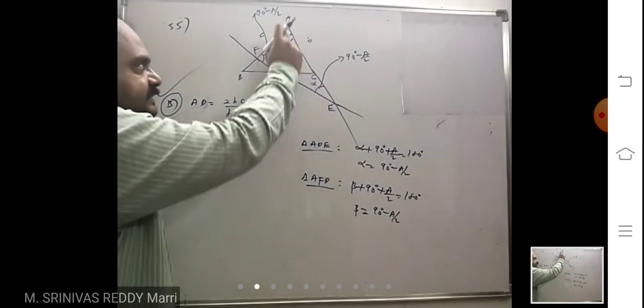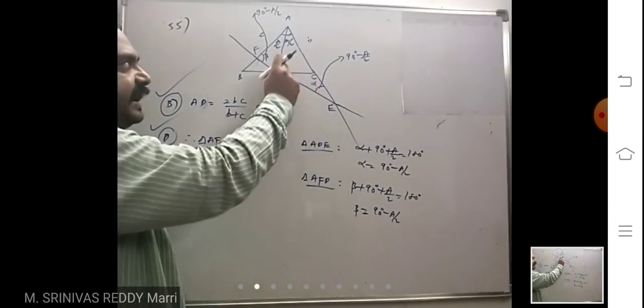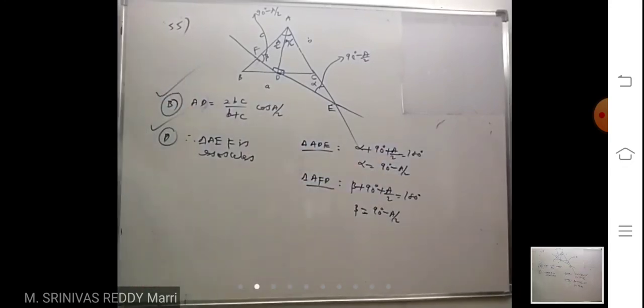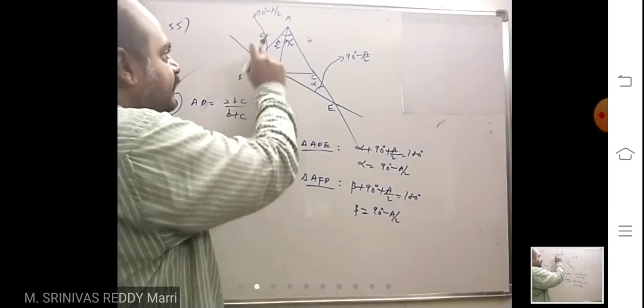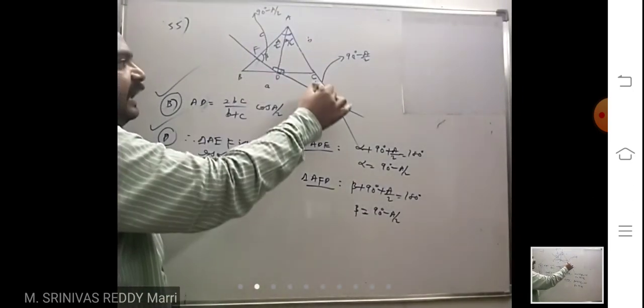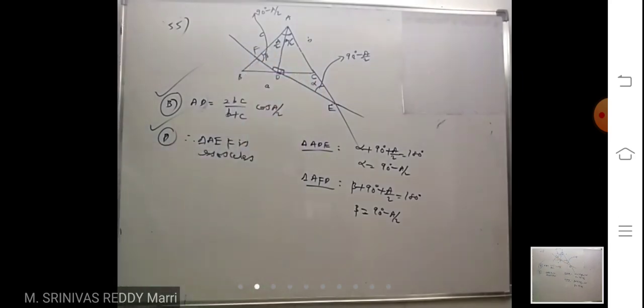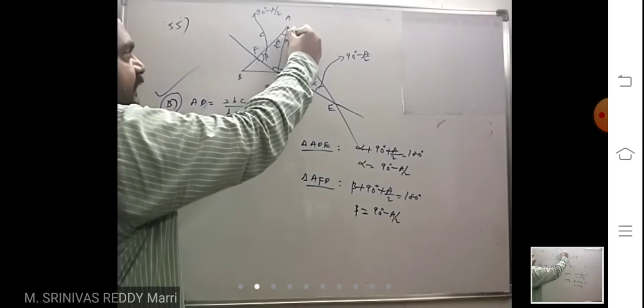For calculating this angle, I considered this triangle: alpha plus 90 plus A by 2 equals 180 degrees, so I got alpha. Similarly, for finding this angle, I considered triangle AFD: beta plus 90 plus A by 2 equals 180 degrees. So you got two angles equal. That means triangle AEF is isosceles. Isosceles means this is the vertical angle.